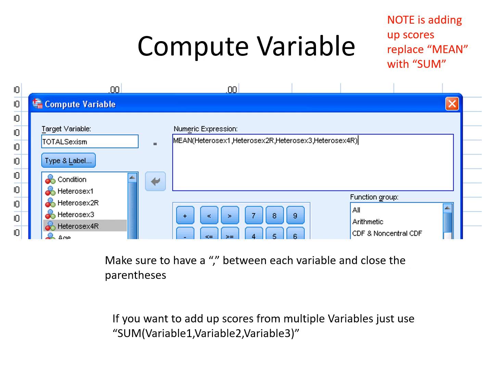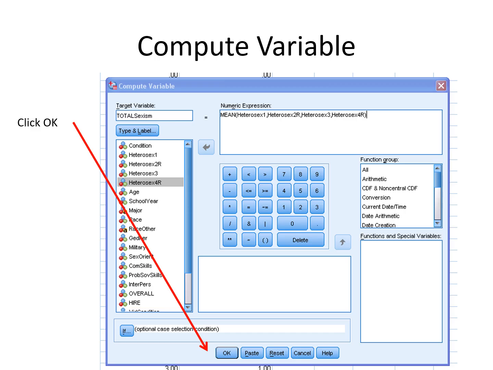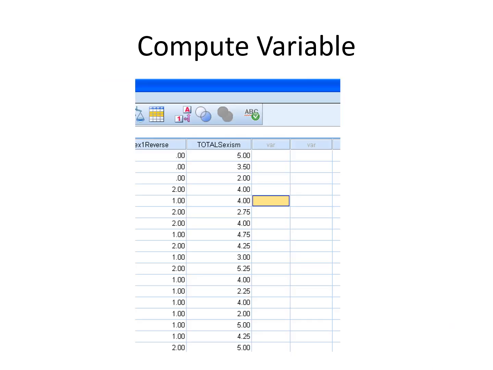If you wanted to simply add up the variables, you could use SUM instead of MEAN, with the same variables. And again, this is an example specifically of my data set. Your variables may have very different names, but the concept is the same. So when we're adding up scores, we're going to use SUM instead of MEAN, but in this case, I simply want a mean score. So once I've done that, I'm going to click OK, and it's going to create a new variable.